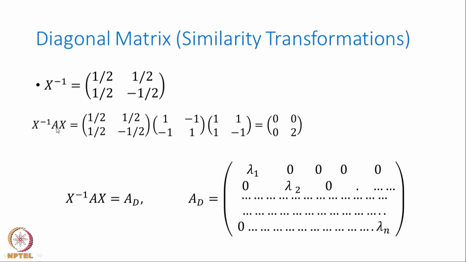I am taking an n by n matrix. I found its eigenvalues, I found its eigenvectors, found the eigenvector matrix x. Then x inverse A x is called a similarity transformation. Whenever I have a matrix A and I find its matrix of eigenvectors, when I do the x inverse A x, it is called a similarity transformation.